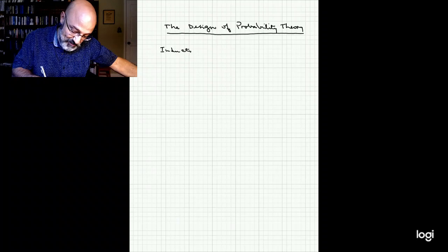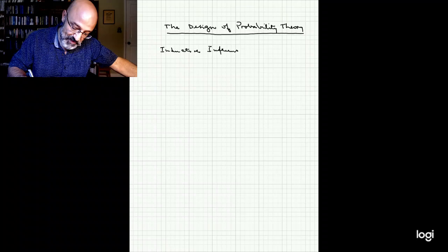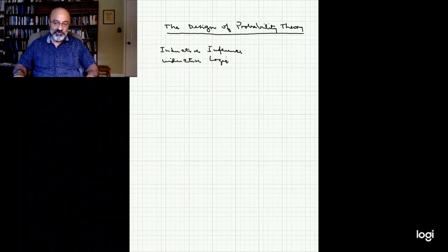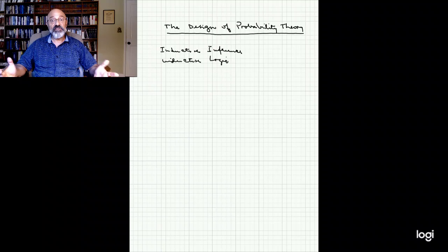Inductive inference or inductive logic is the term that is many times used when reasoning with incomplete information.